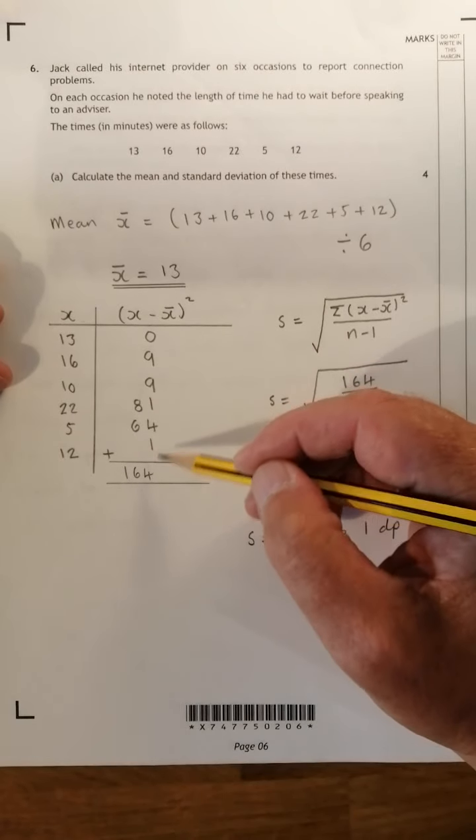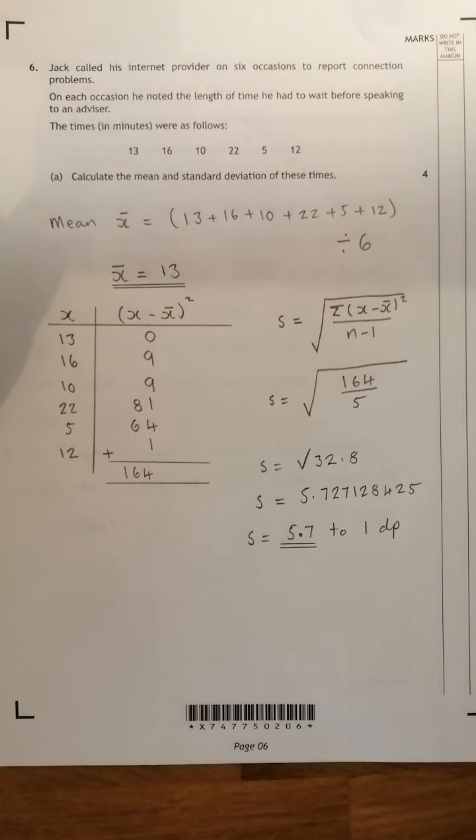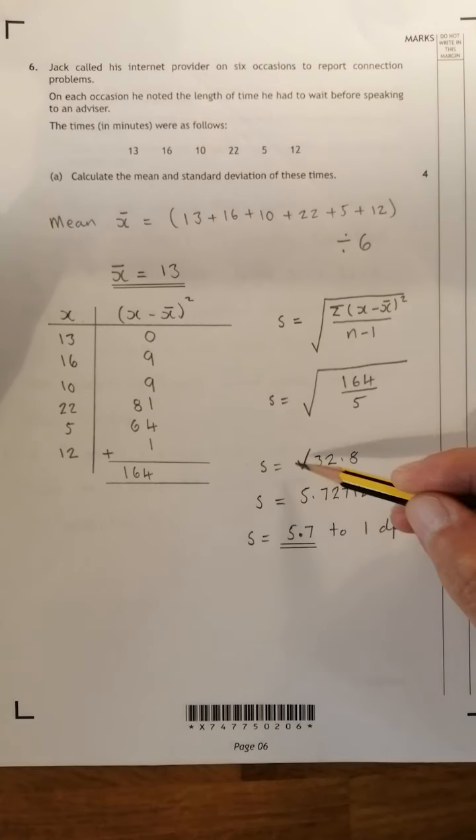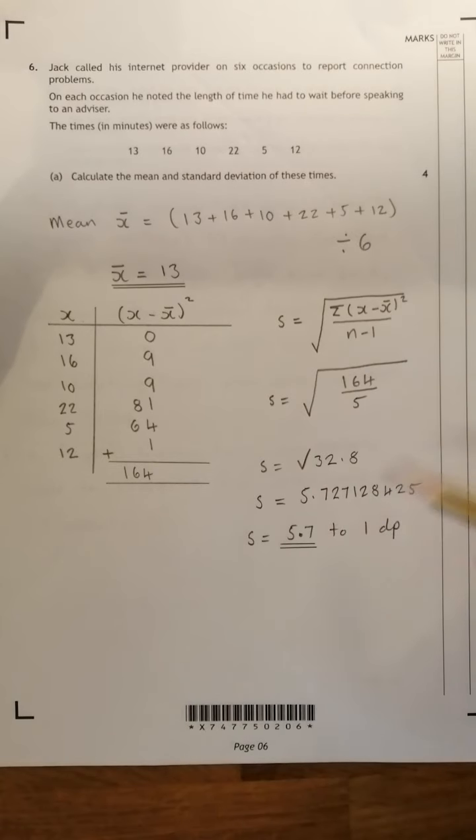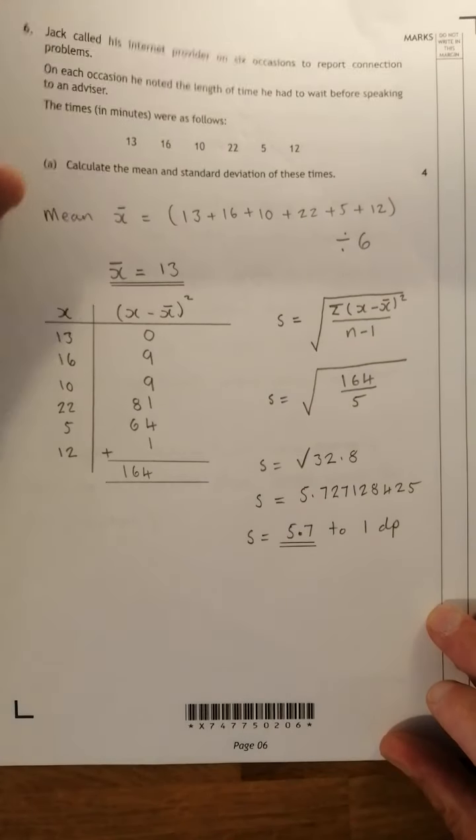So add them all up, you get 164. So that up there is 164 over n, how many numbers there are. So there's 6 numbers, so n take 1 is 5. 164 divided by 5 is 32.8. Take the square root of that and you get 5.7.